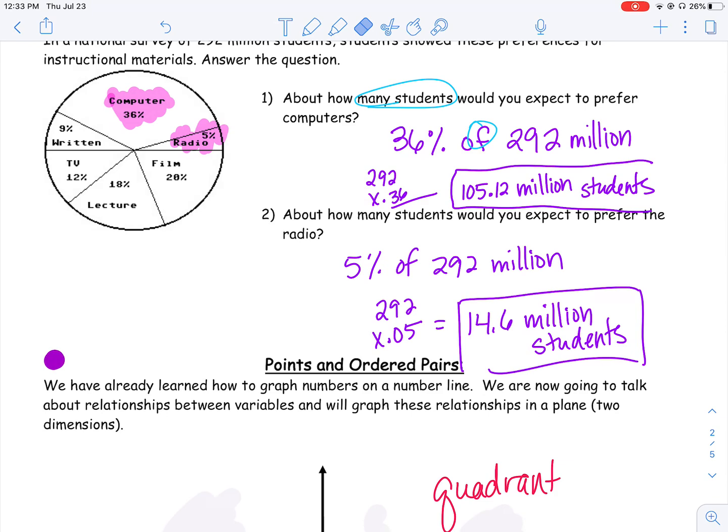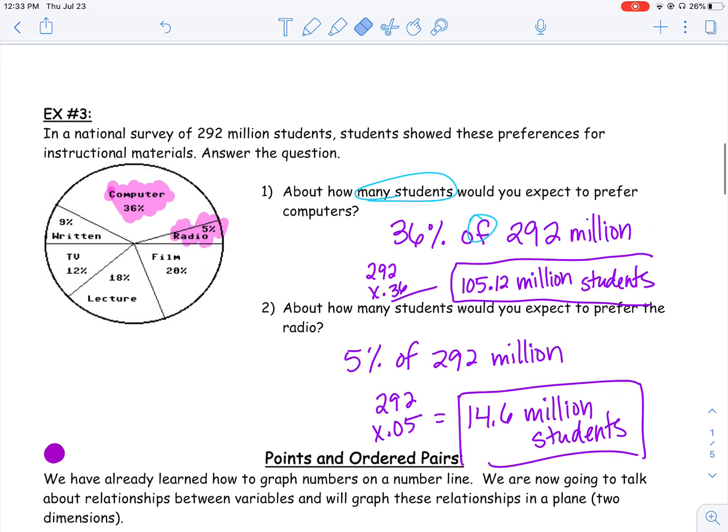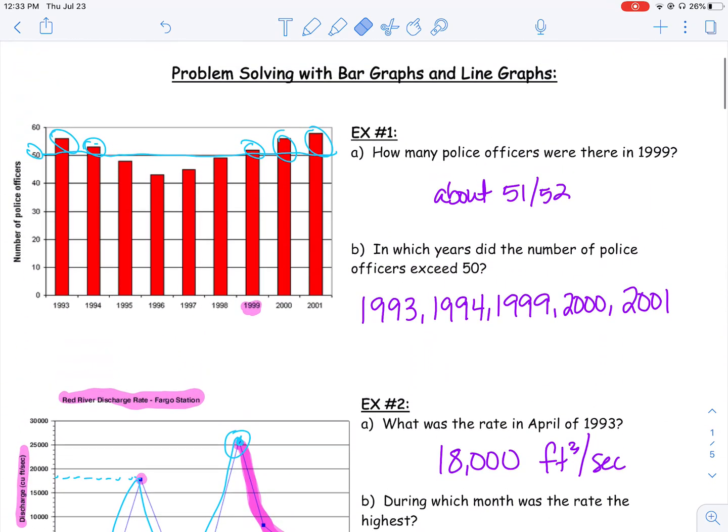Okay, perfect. Make sure that you know how to interpret pie graphs, line graphs, and bar graphs.